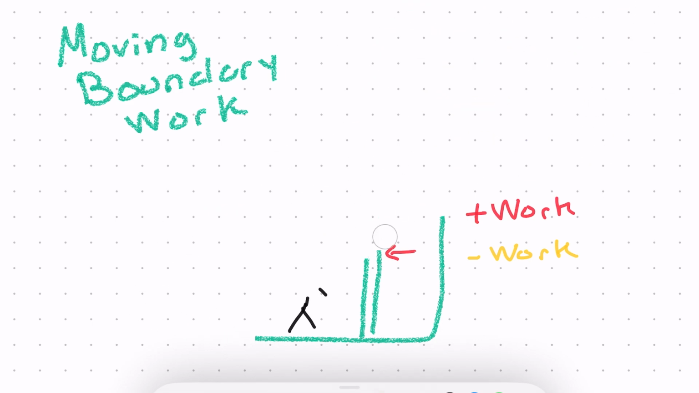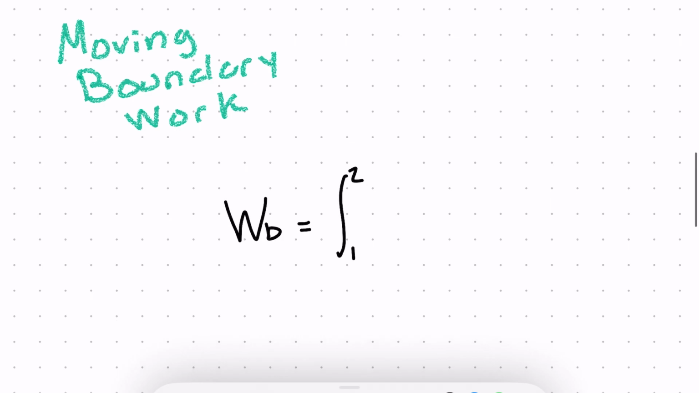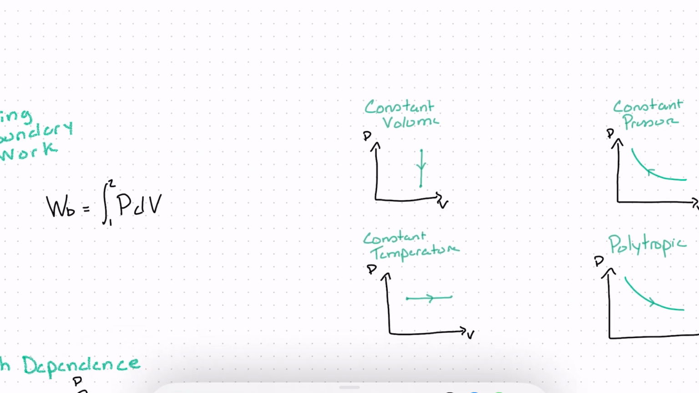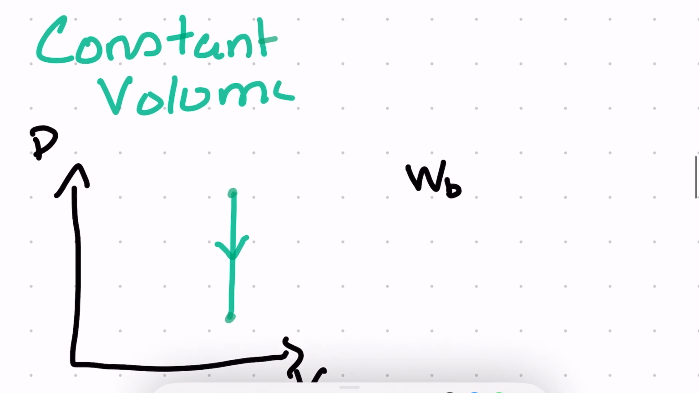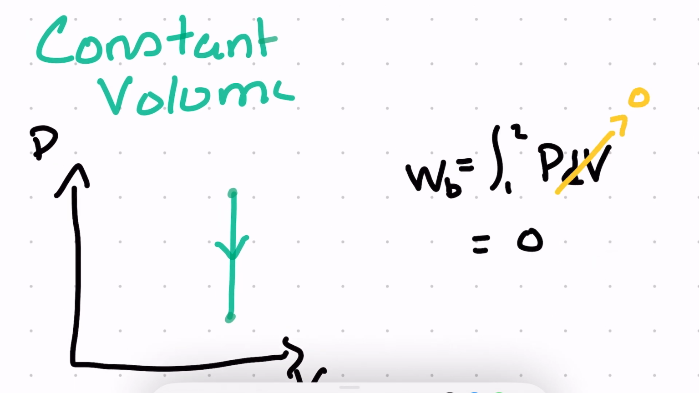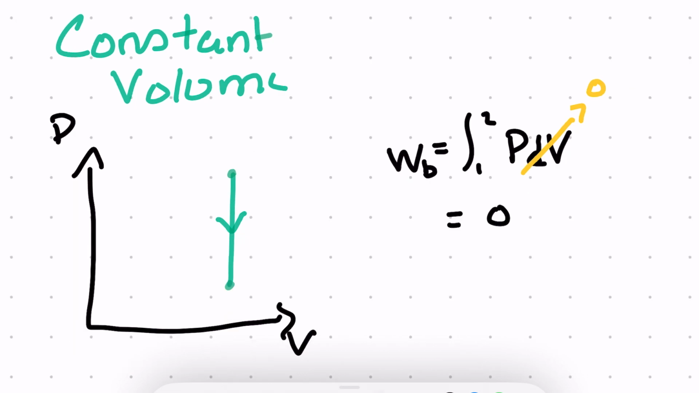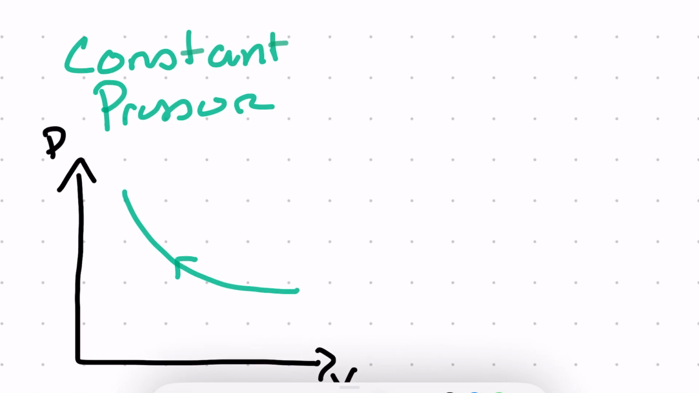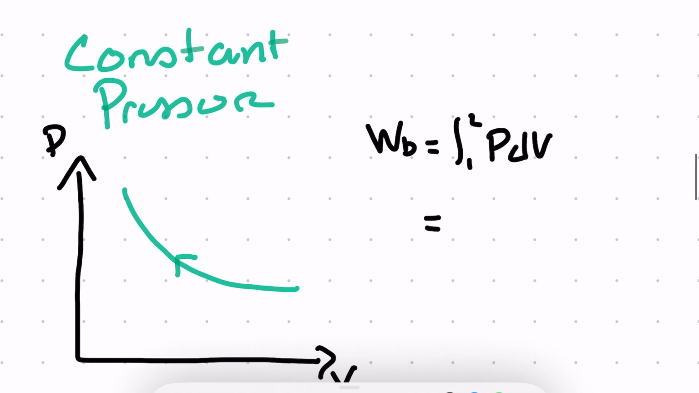To find the total boundary work, we calculate the integral of the pressure multiplied by the rate of change of the volume. For constant volume processes, the area under the curve on the PV diagram is 0. Therefore, the work is also 0. For constant pressure processes, we consider P as a constant and we integrate with respect to the volume. We find that the boundary work for this type of process is equal to the pressure multiplied by the change in volume.